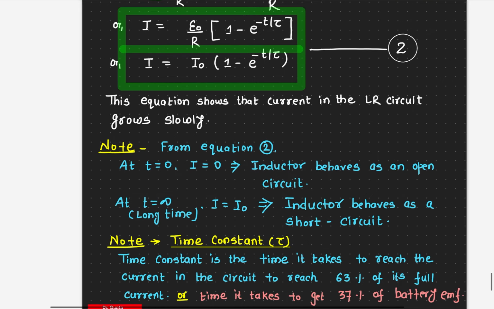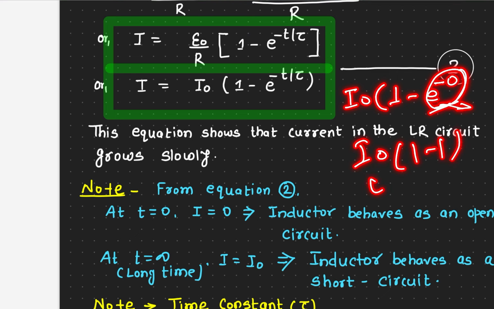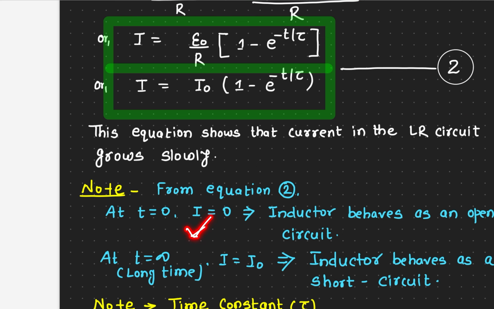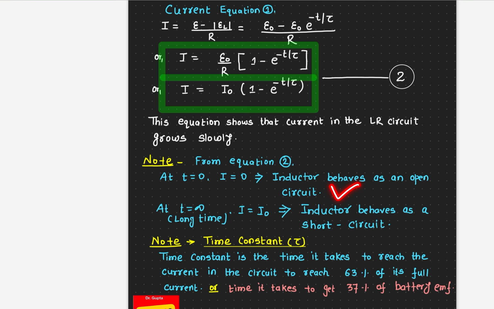So that's what I get here. At time equals 0, if I simply plug in, then it will be I0 times 1 minus e to the negative 0. If this is e to the negative 0, that means this term is 1, so the current will be 1 minus 1, which is 0. So there will be no current in the circuit. If there is no current in the circuit, that means it behaves as an open circuit. So the inductor simply behaves as an open switch here.